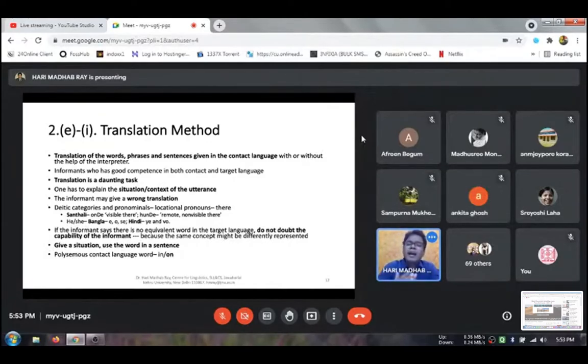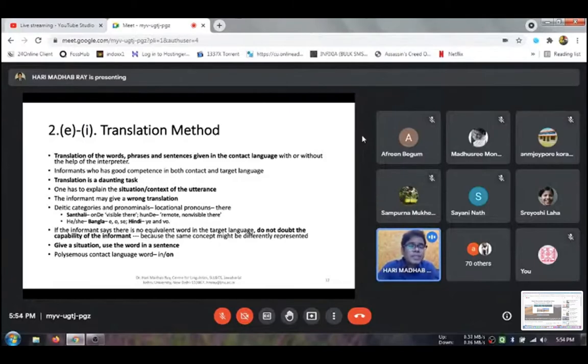Let's say a particular informant says that there is no equivalent word in the target language, and you are doubting the informant, as if he doesn't know. Do not doubt the capability of the informant. Try to understand this part, you see, because the same concept might be differently represented. It's not the same manner, as I told you.